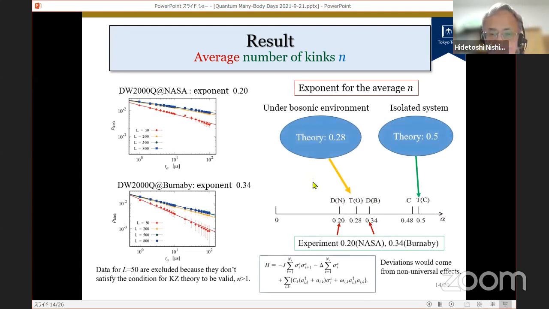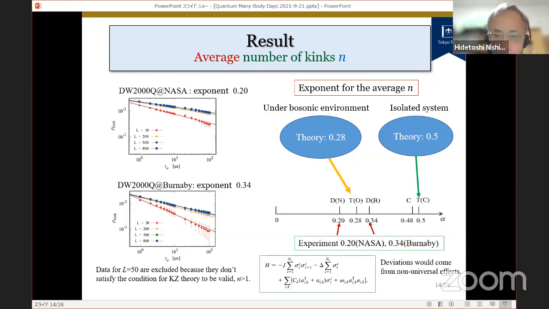So as I said, the theory for the isolated system without interaction with the environment predicts that the exponent should be 0.5, whereas the theory for a system with interaction with a bosonic environment predicts that the exponent should be 0.28. And the experimental values are here. On the NASA machine, it's 0.20, and on the Burnaby machine, the exponent is 0.34.